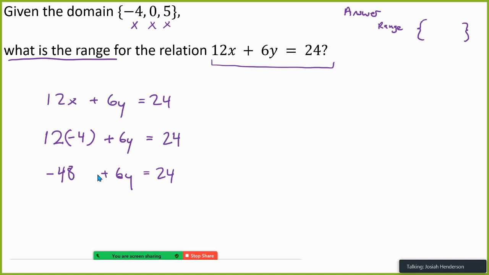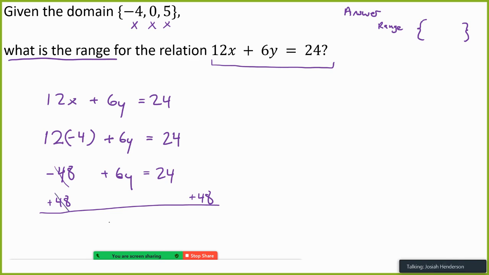Since this is a plus -48, what's going to counteract -48? A positive 48. So we have to add 48 to the left side of our equal sign and to the right. Remember, the equation is like a balanced scale. The left side equals the right. So if I add 48 pounds to the left, I've got to have 48 pounds added on the right.